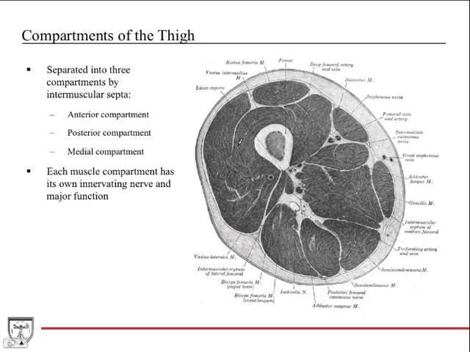And just like all the other muscles we've been talking about in the body, the muscles in the extremities are broken down into compartments. That doesn't change here in the thigh. So it's separated into three compartments by intermuscular septa. So we'll mark it right here.